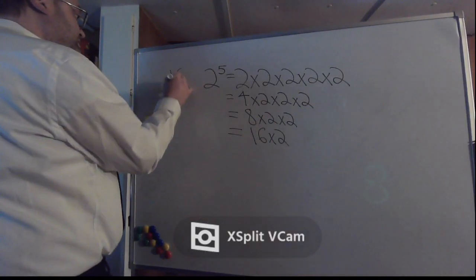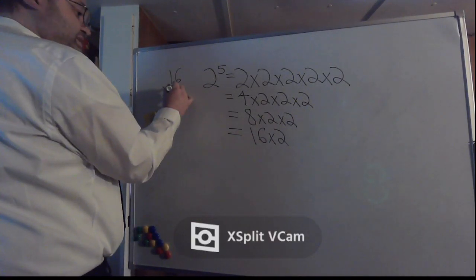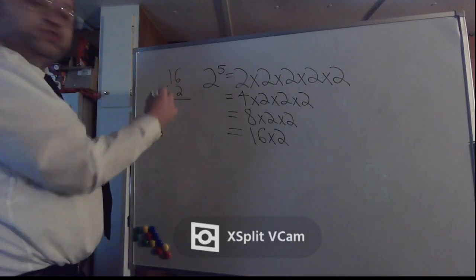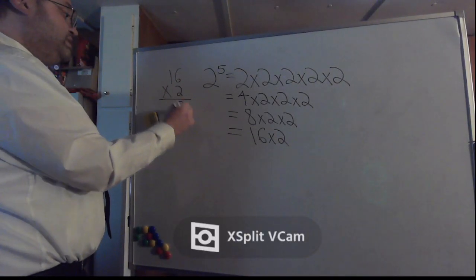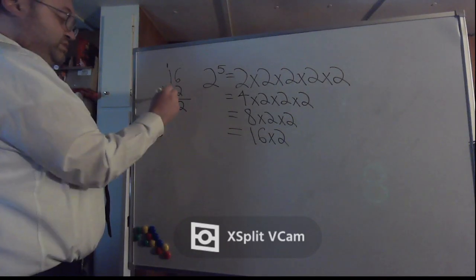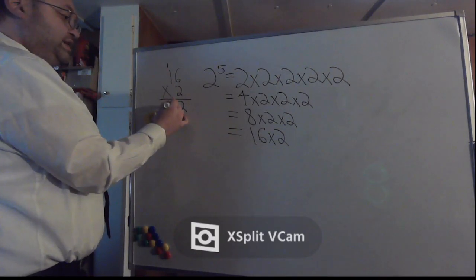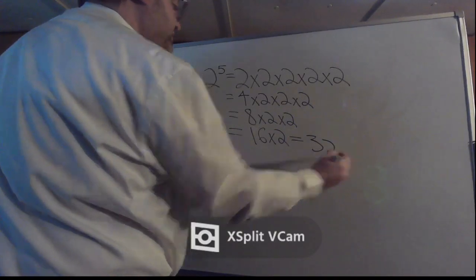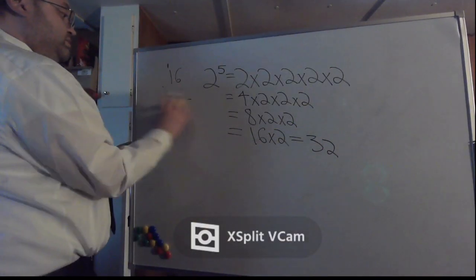Let's do a quick multiplication problem since it's 16 times 2. So 6 times 2 is 12. Keep the 2, carry the 1. 2 times 1 is 2, plus 1 is 3. So that's going to equal 32. So 2 to the fifth power is 32.